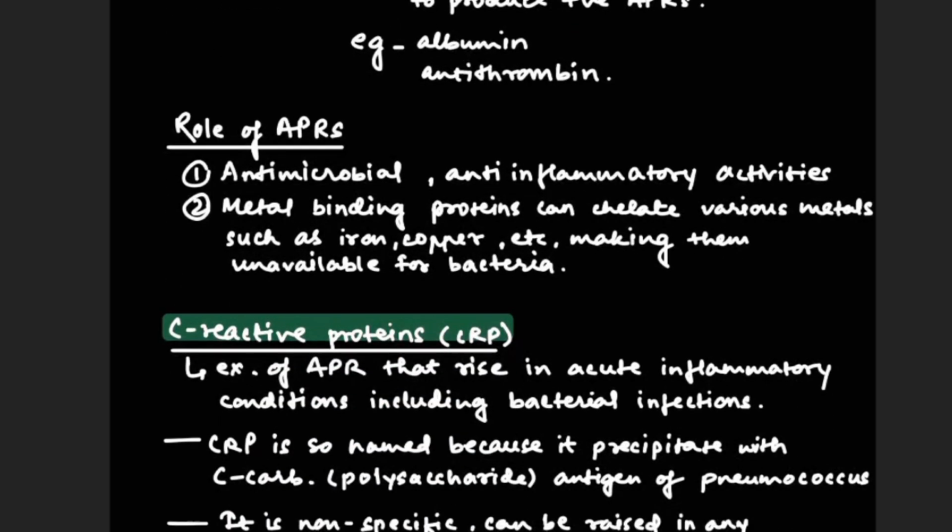Now next topic is role of APRs. It is antimicrobial as well as anti-inflammatory. Then the metal binding proteins can chelate various metals such as iron, copper and many more, making them unavailable for the bacteria. So these are two important roles of the APRs.